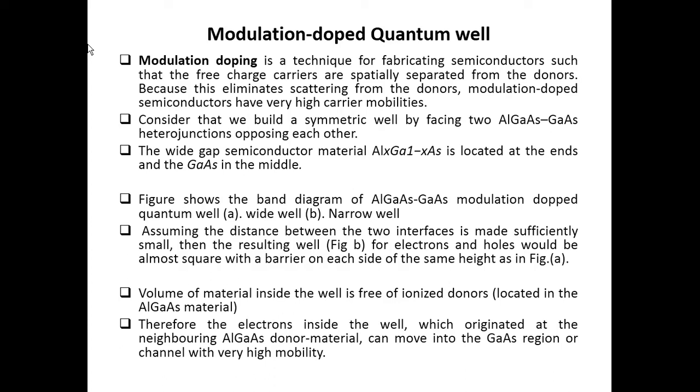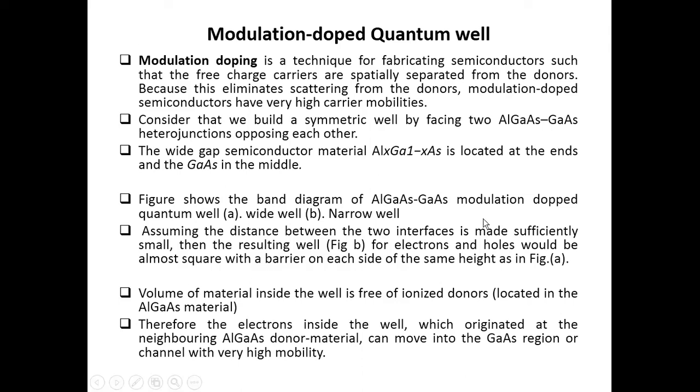Follow my point. Consider that we build a symmetric well by facing two aluminum gallium arsenide heterojunctions opposing each other. Aluminum gallium arsenide heterojunctions are formed, which form a well, and we consider such a fabrication. The wide gap semiconductor material, aluminum gallium arsenide, is located at the ends and gallium arsenide in the middle. That is, gallium arsenide is sandwiched between aluminum gallium arsenide. On either side of gallium arsenide there is aluminum gallium arsenide.